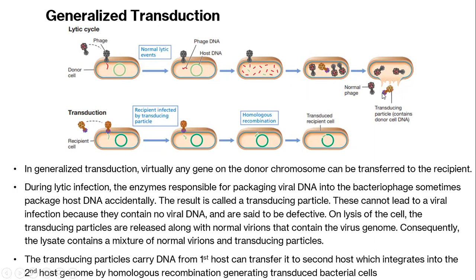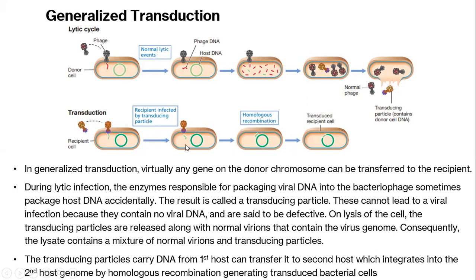Such virus particles are known as generalized transducing particles, basically because they contain any random DNA sequence. So there is no control over which DNA sequence is entering inside the phage head here. These generalized transducing particles can now begin the infection in the second host by attaching to the surface of the bacterial cell, and then the DNA will enter inside the recipient cell.